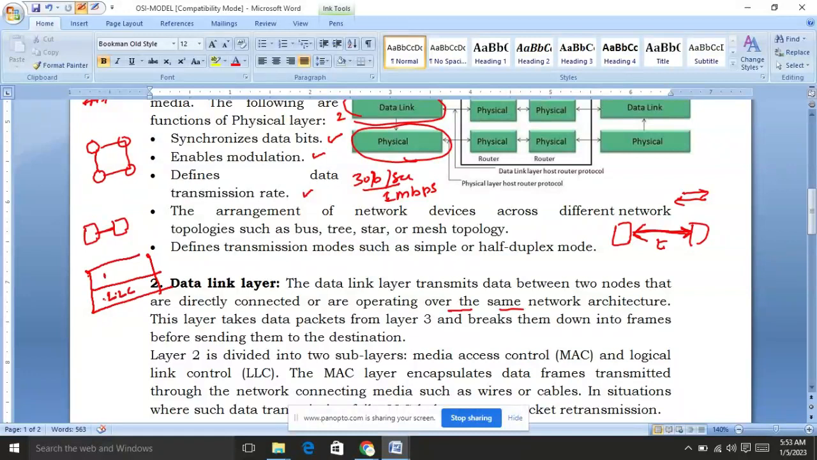The lower part is known as the medium access control. The higher part is known as the logical link control.